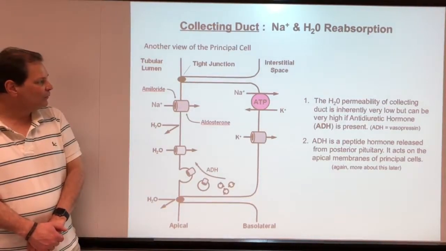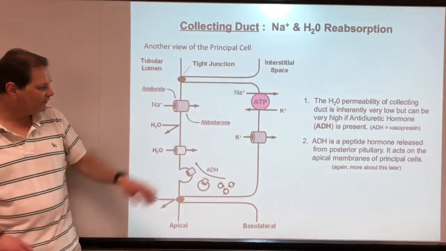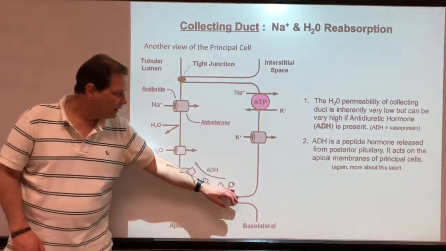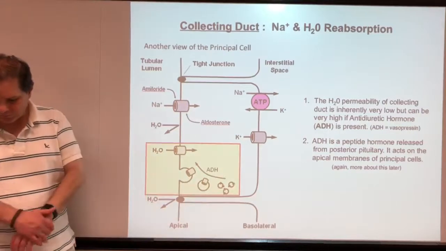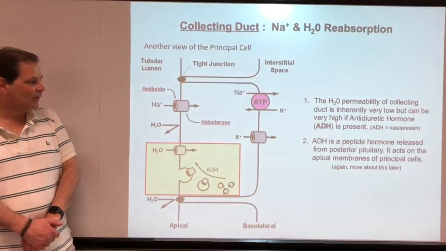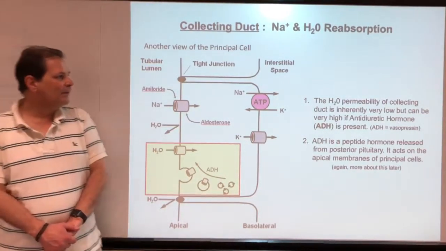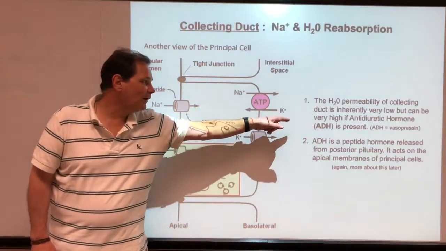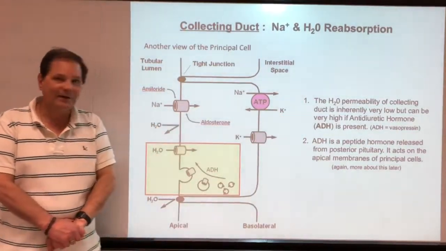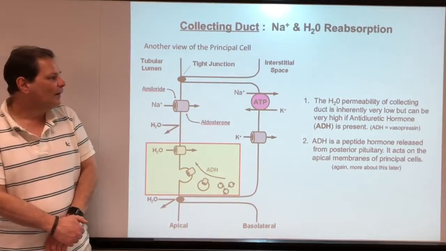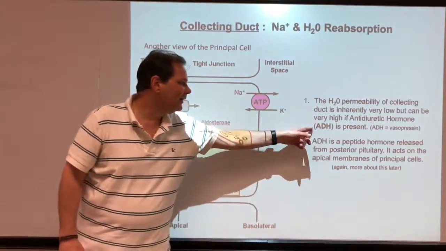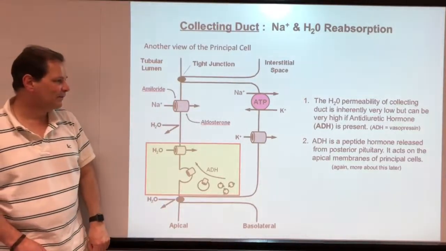So here we have another view of the principal cell. This time we've added aquaporin, or water channels, that are under the control of antidiuretic hormone. Okay? So the permeability of the collecting duct to water is inherently very low. It is not zero, but it is low. But if you add antidiuretic hormone, that increases the permeability.